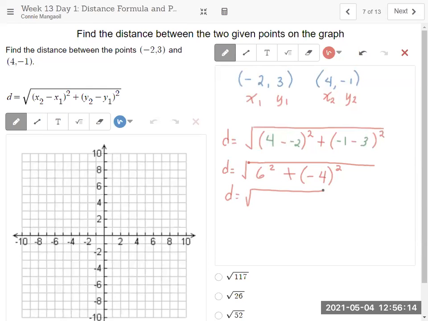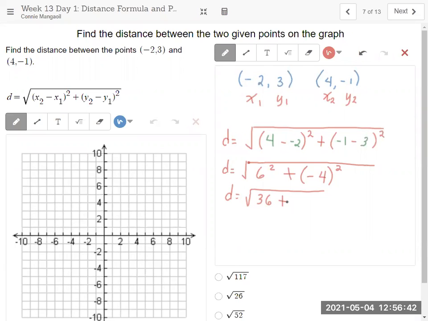6 squared means 6 times 6, which is 36. Yes, positive. Plus, what about negative 4 squared? So I put negative 4 in parentheses because it's negative. So what's negative 4 squared? Negative 16? Wait, positive 16, right?